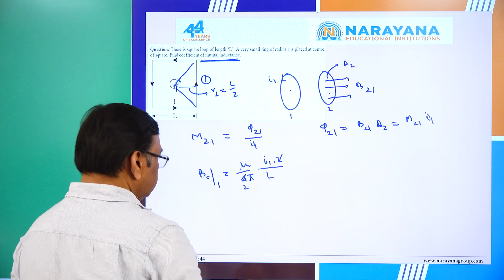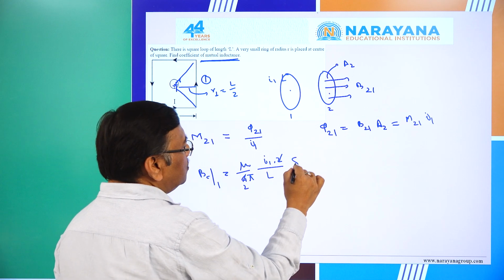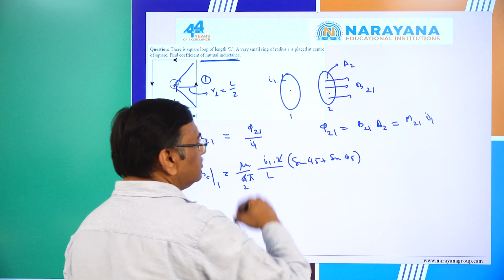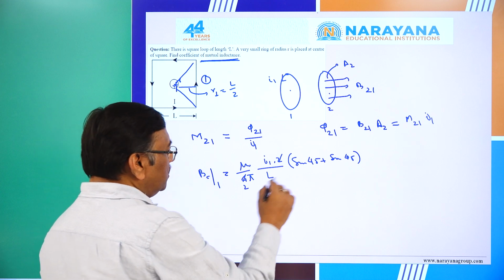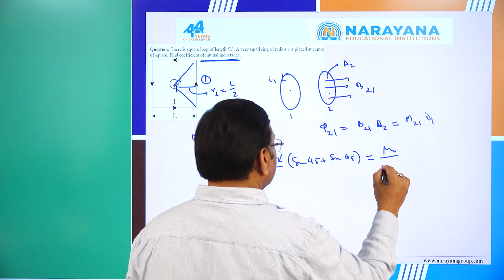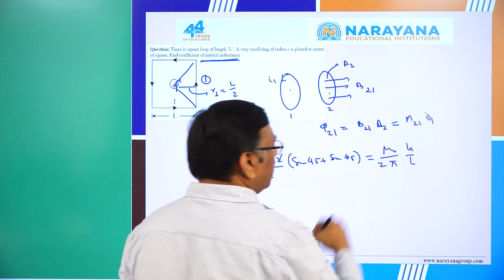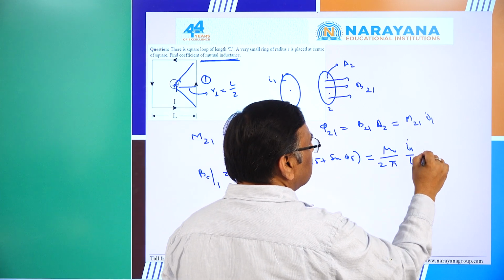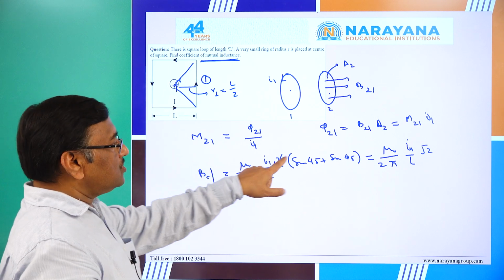So again, let us come back to the point. The magnetic field at the center is mu 0 upon 4 pi, I upon R, into sine 45 plus sine 45. Sine 45 is 1 by root 2, so the sum is root 2. So this value is mu 0 upon 2 pi, I1 divided by L, into root 2. That is going to be the magnetic field at the center because of one wire.